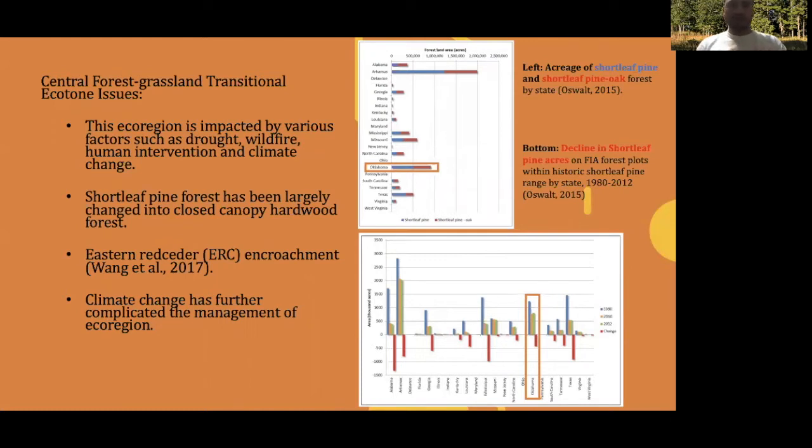One such negative impact of climate change in Oklahoma is that the decline in the acreage of shortleaf pine and shortleaf pine forest is one of the highest in its native range, as shown in the picture on the right side of the slide. Particularly, we can see decline in shortleaf pine in Oklahoma, which is reflected by negative change in the bottom corner of the picture.